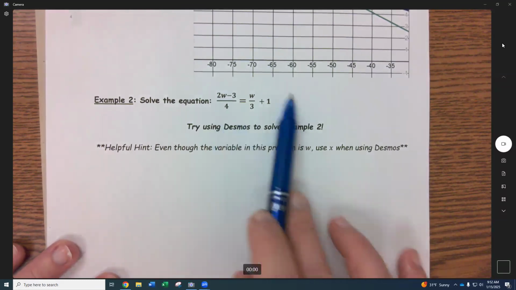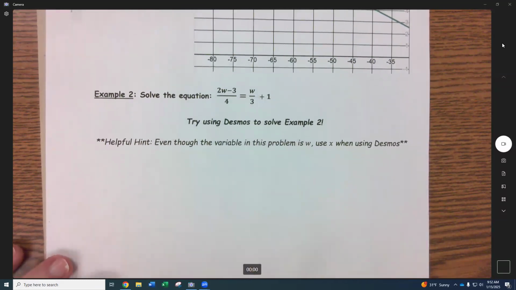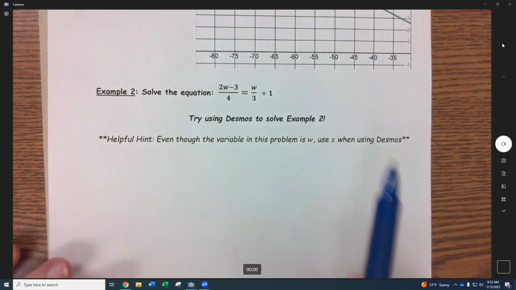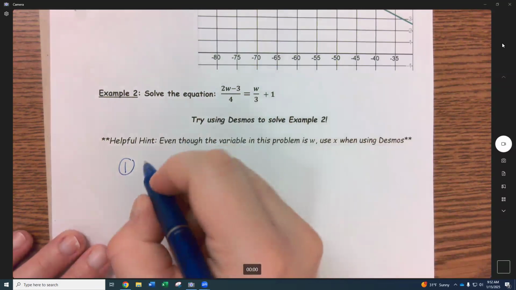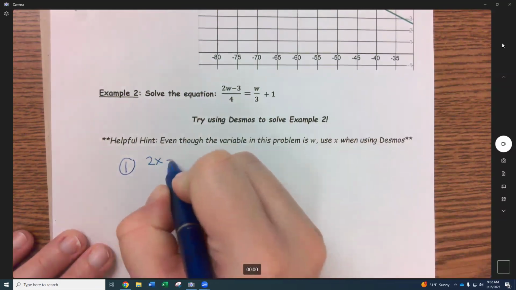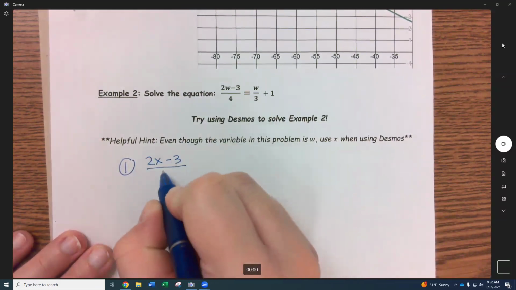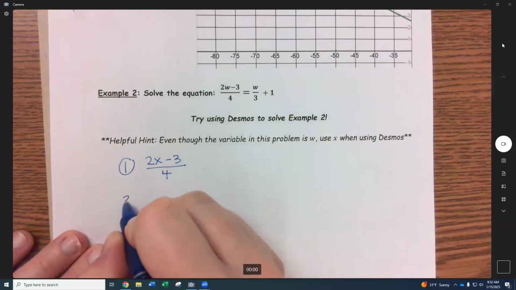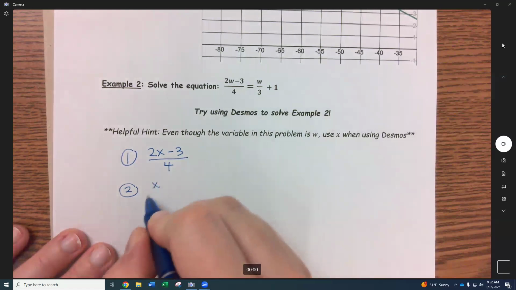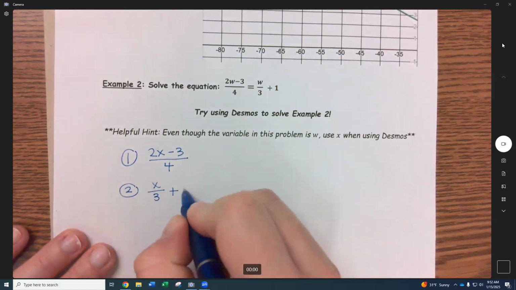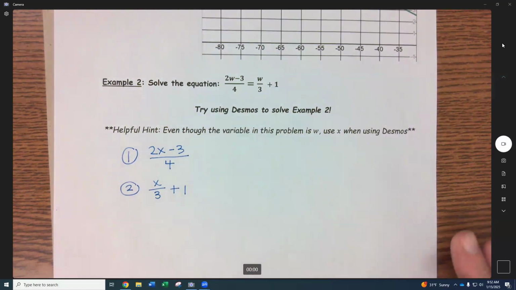Even though the variable in this problem is w, when we type this in, we are going to be using x. So in my line 1, I will put 2x minus 3 over 4. And then in my line 2, I will put x over 3 plus 1. When we are using Desmos to solve these graphically, we always want to use x no matter what that variable is, okay?